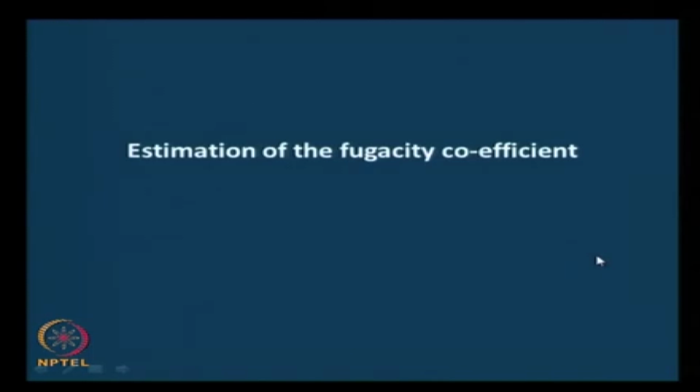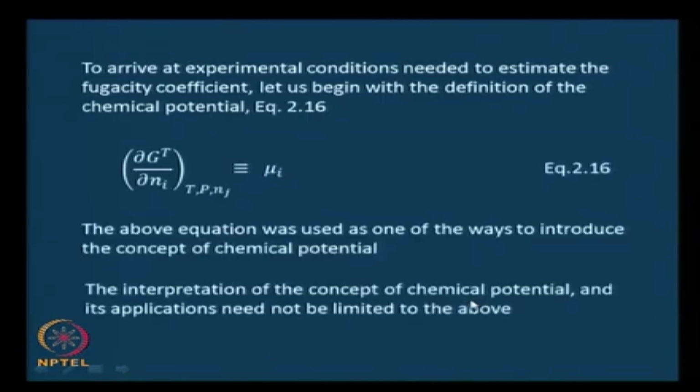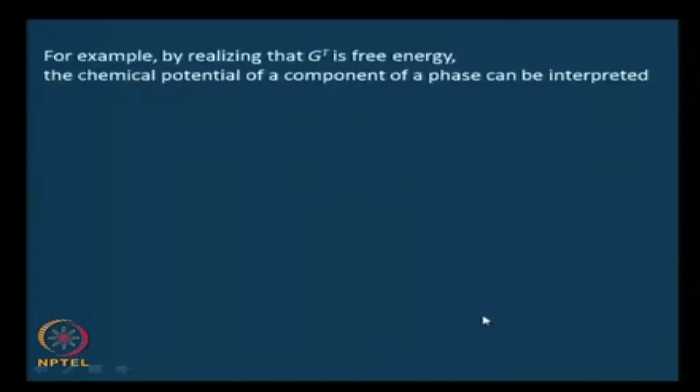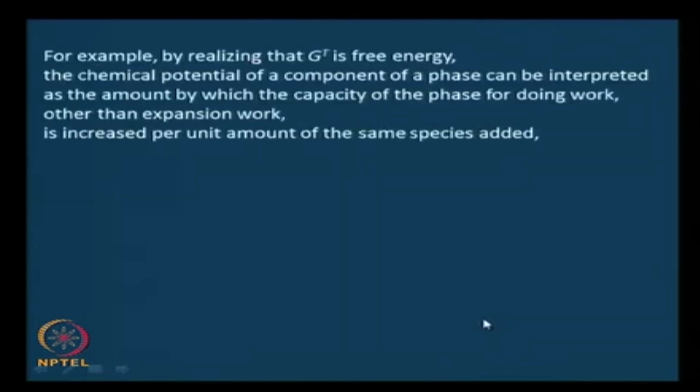The last thing that we saw was the estimation of the fugacity coefficient for a pure substance, and to do that we started out with the definition of the chemical potential for a species. We went into the interpretations of the chemical potential. Please take a look at it, it is very interesting. I will not do it again now.